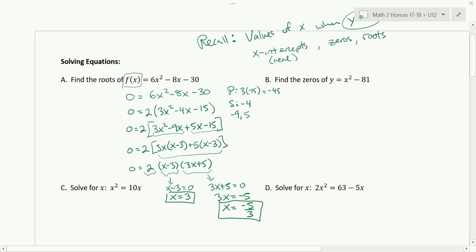Okay, so again, that factor, that 2 out in front, you don't set that equal to 0. You just leave that there, kind of ignore it. Okay, it's not very helpful in terms of solving.